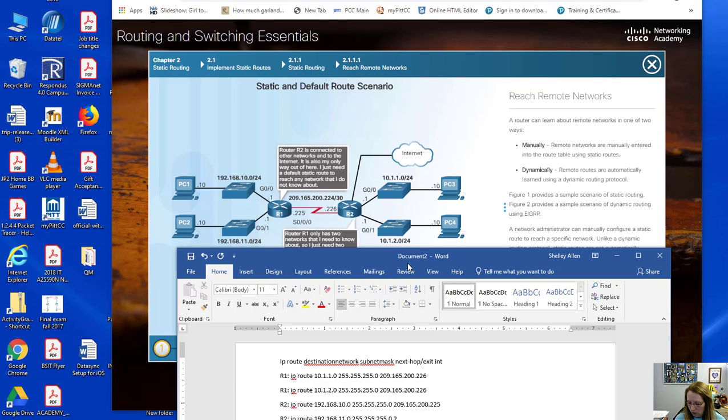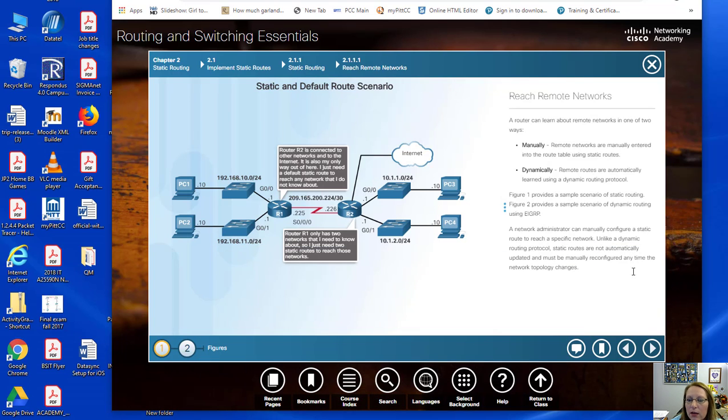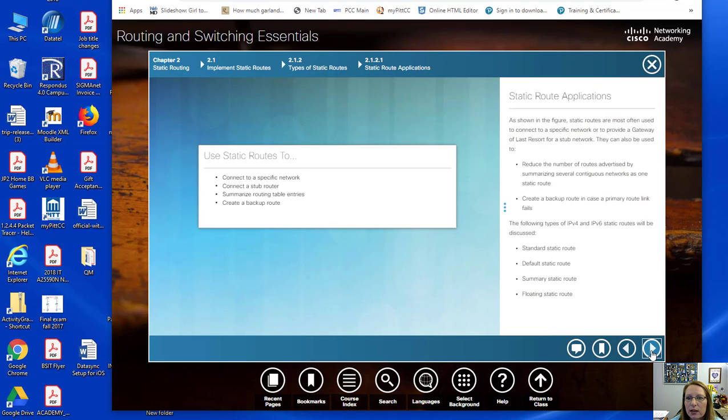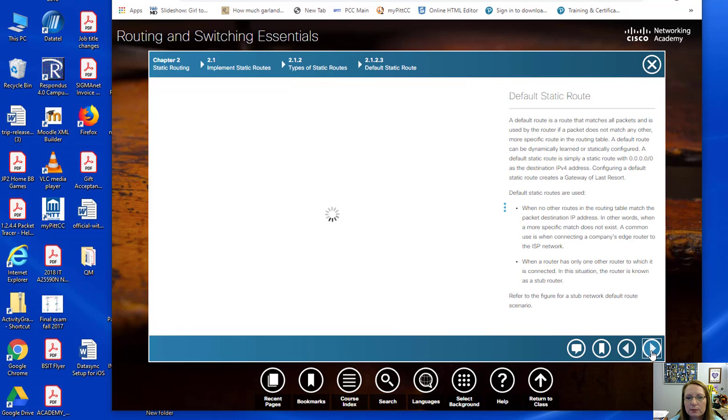And it is 209.165.200.225. Okay. Now, if you were to go into each one of these routers, that route would have everything that it needs in order to get from one place to the next. Okay. So that is just a traditional static route. Okay.